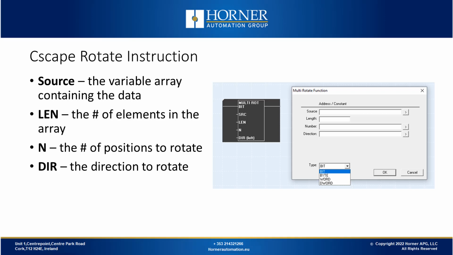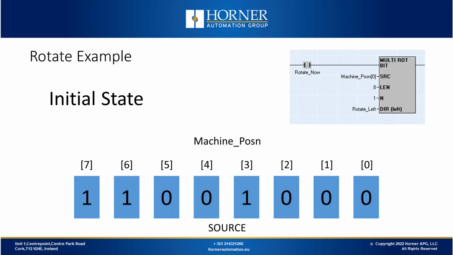Let's look at an example here. We've got a rotate instruction set up for bit type with a variable array called machine_position as the source. It has a length of 8, it's an array with a dimension of 8, and we're going to rotate by 1 position every time. The direction we rotate is dependent on the direction input. If it's on, we're going to rotate left, and if it's off, we're going to rotate right.